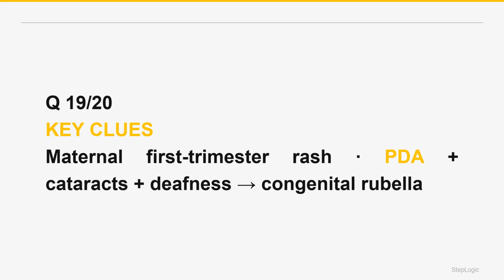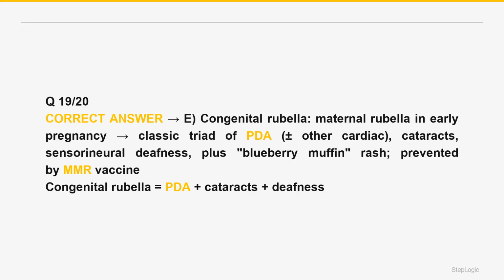This is congenital rubella syndrome caused by maternal infection with the rubella virus, a togavirus, during pregnancy. The risk and severity are highest with first trimester infection when organogenesis is occurring. The virus crosses the placenta and disrupts fetal development. The correct answer is E.